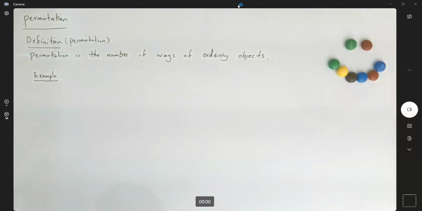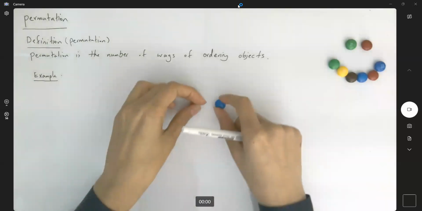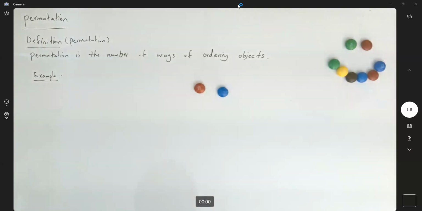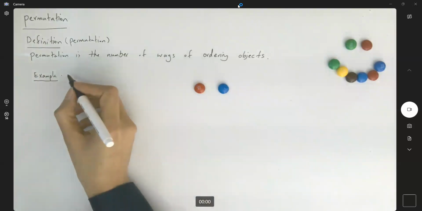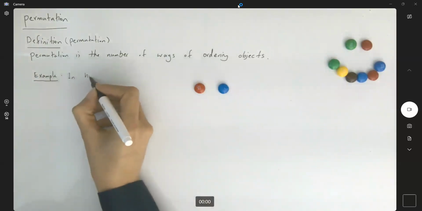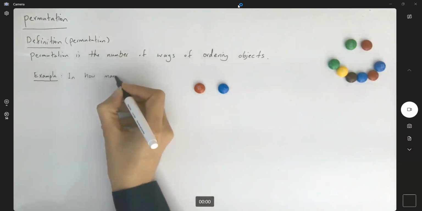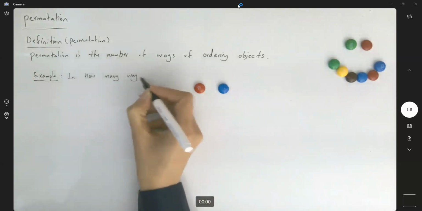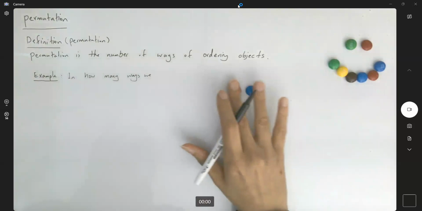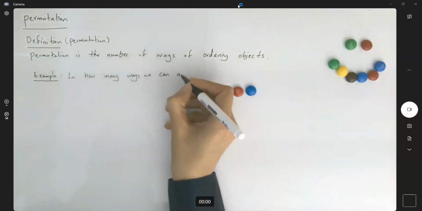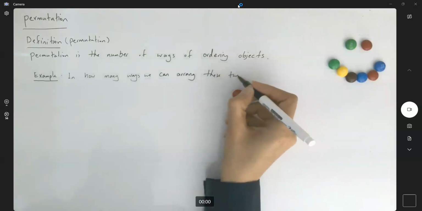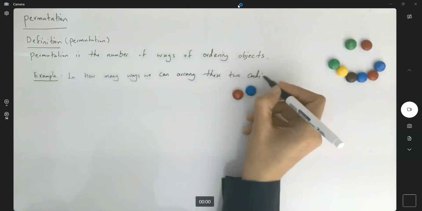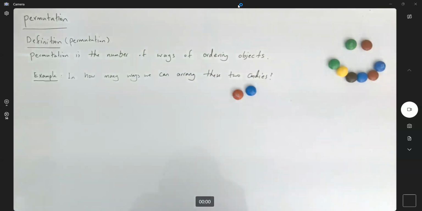So I'm going to work with my M&Ms. Suppose I have two candies. One of them is red, the other one is blue. In how many ways can we arrange these two candies? Okay, very good.